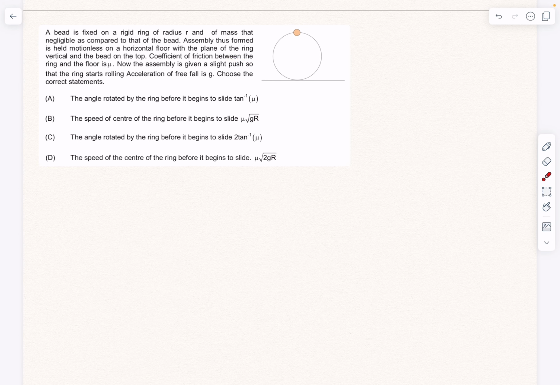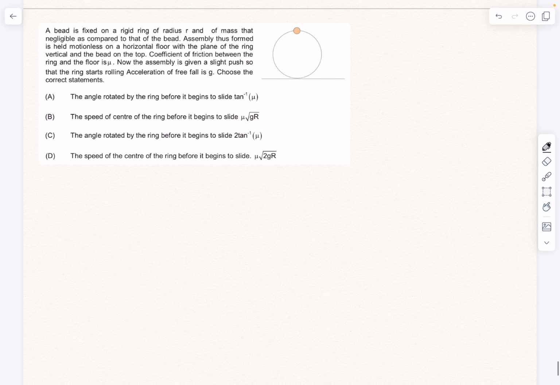So basically we have to figure out the angle rotated by the ring before it begins to slide and the speed of the center right before it begins to slide. And they're not asking the speed of the bead, they're asking the speed of the center of the ring. Okay, so let's get to the solution part.